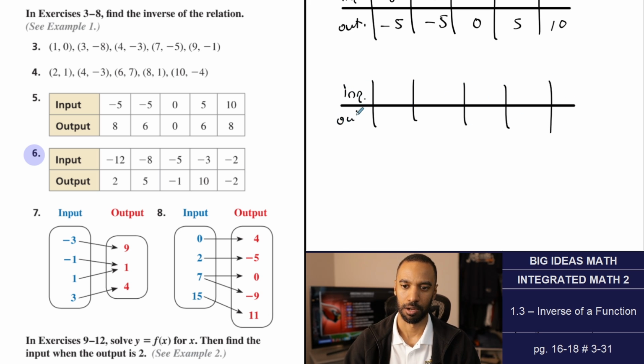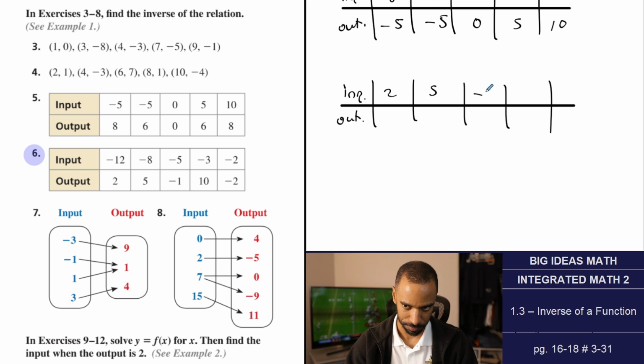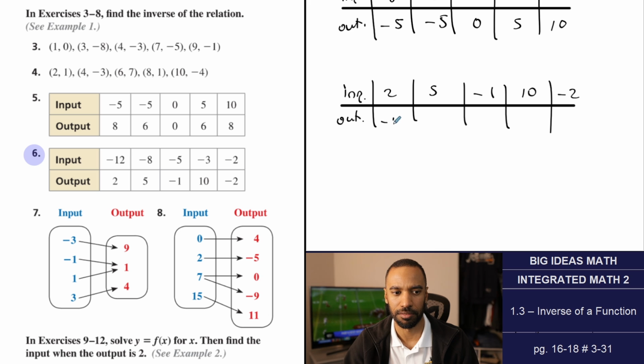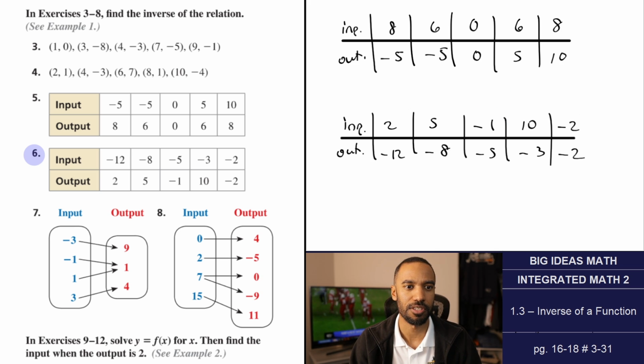Input, output. So let's do this in that sequential order. 2, 5, negative 1, 10, negative 2. 2, 5. So those are your new inputs, and now your outputs are negative 12, negative 8, negative 5, negative 3, negative 2. Simple as that. Takes care of itself. And that's for numbers 5 and 6.